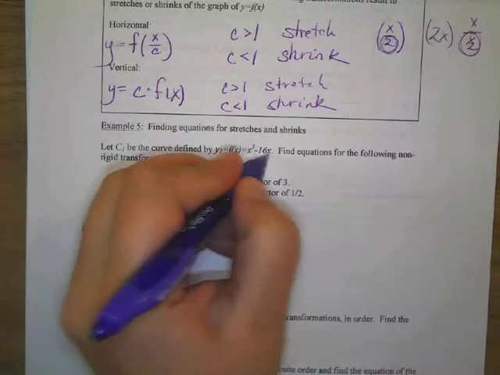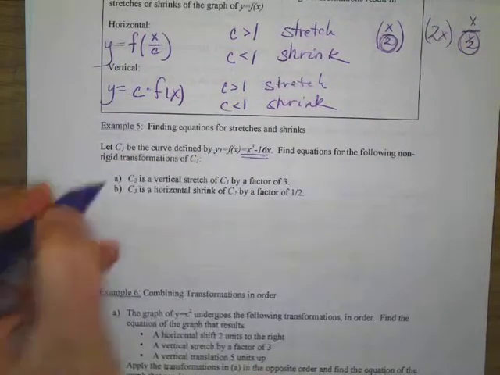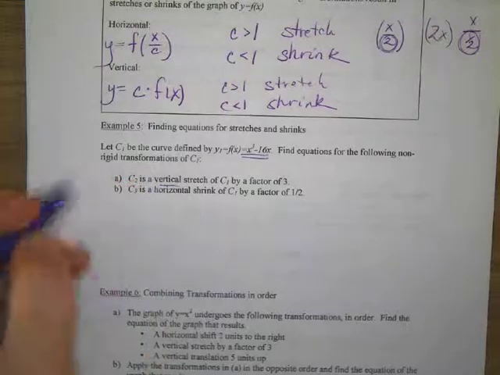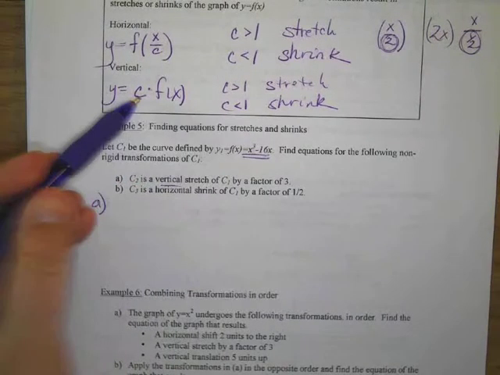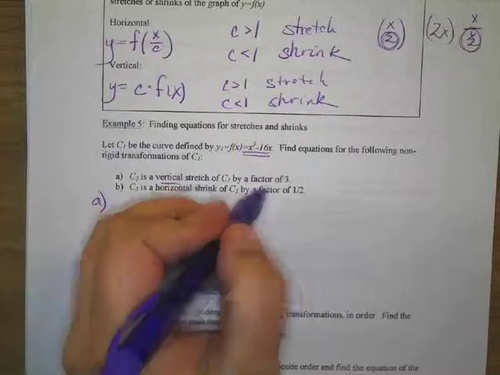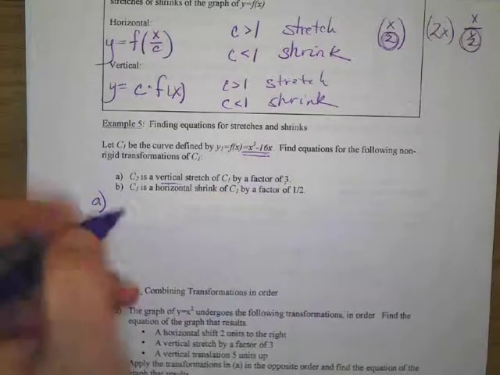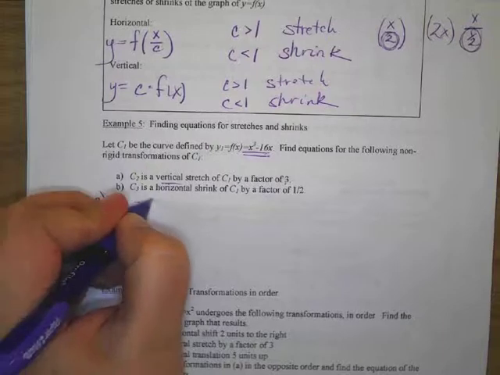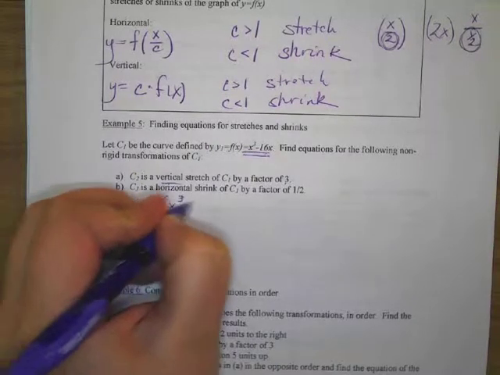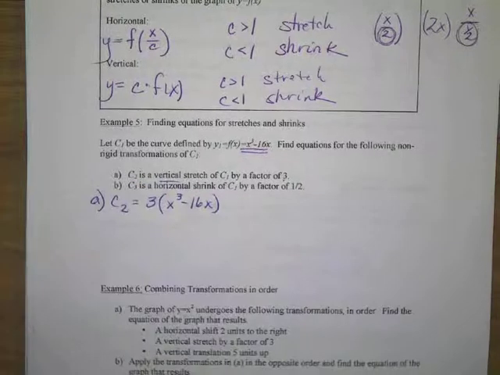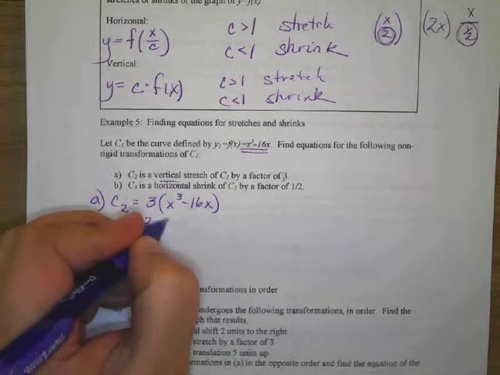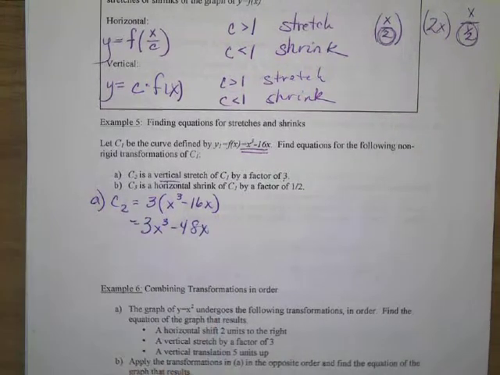So here's my starting function. It's x cubed minus 16x. And for part A, they want us to do a vertical stretch. So vertical is the number times the function. And they want us to vertically stretch by a factor of 3. So our new function is going to be 3 times my original. So you're going to distribute the 3. So you have 3x cubed minus 48x. So that would be a vertical stretch of 3. Is that okay there?